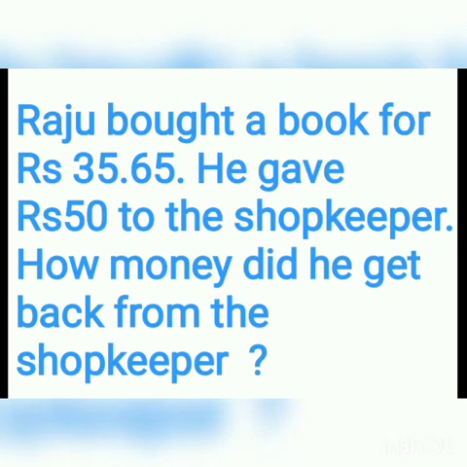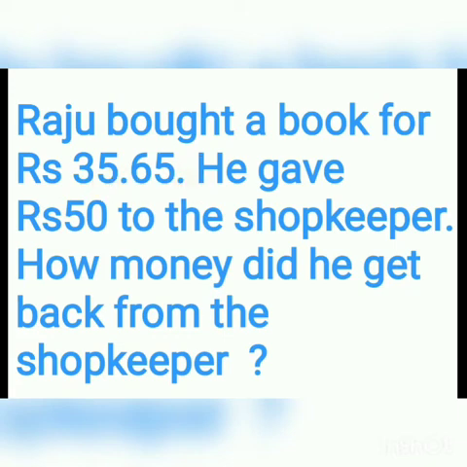Next we will solve some word problems. Raju bought a book for rupees 35.65. He gave rupees 50 to the shopkeeper. How much money did he get back from the shopkeeper? So he bought one book for rupees 35.65 and he gave rupees 50 to the shopkeeper, isn't it? You all used to go to the shop and buy things. Now he bought a book for rupees 35.65 and he gave 50. What money did he get back? What we have to do here? From 50 we have to minus 35.65. So here 50 is a whole number and 35.65 is a decimal number.